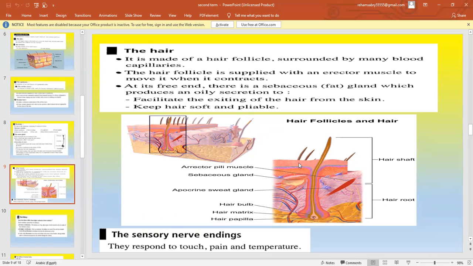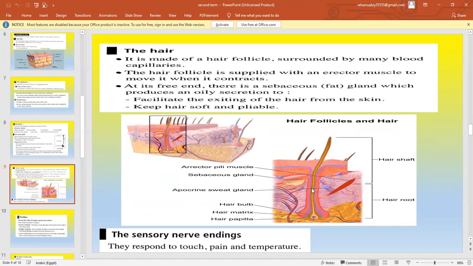There, at its endings, there are subcutaneous fat glands. These fat glands produce oily secretion. Why do they produce oily secretion? To facilitate the exit of the hair from the skin, and also to keep the hair soft and pliable. This fat gland is very, very important; it gives us the oily touch of the skin so that the hair can eject easily and it becomes soft and pliable.